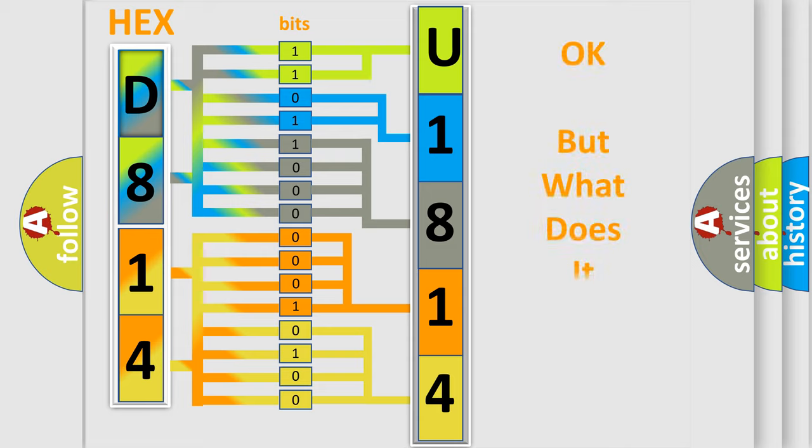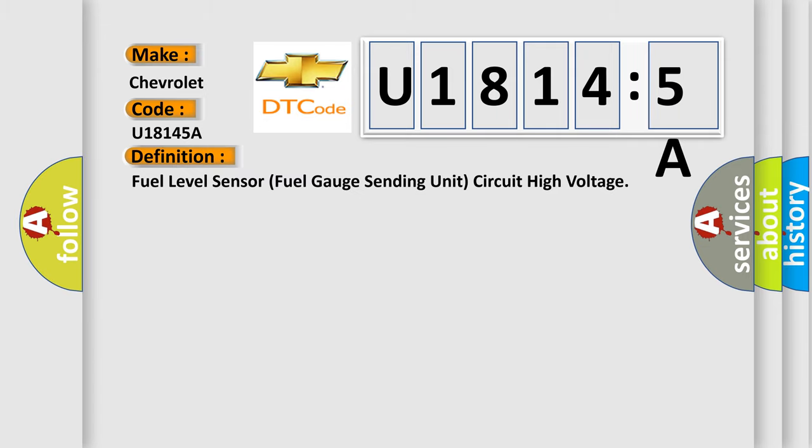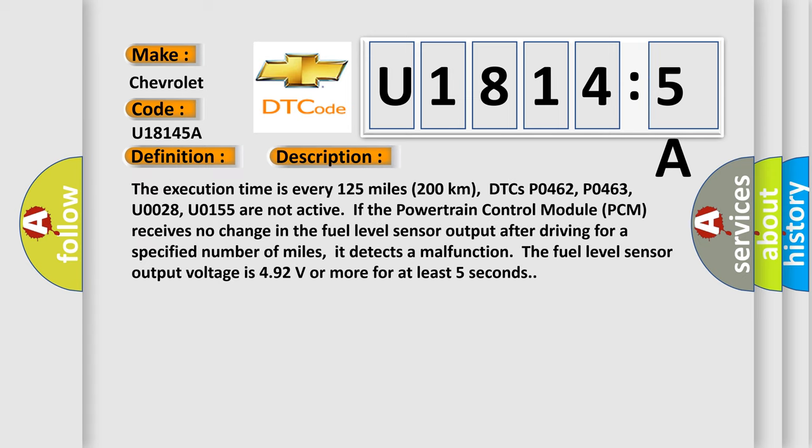The number itself does not make sense to us if we cannot assign information to what it actually expresses. So, what does the diagnostic trouble code U1814-5A interpret specifically for Chevrolet car manufacturers? The basic definition is: fuel level sensor, fuel gauge sending unit circuit high voltage. And now this is a short description of this DTC code. The execution time is every 125 miles, 200 kilometers.